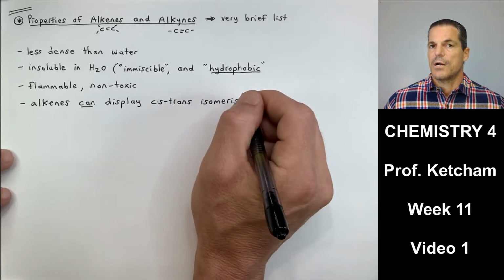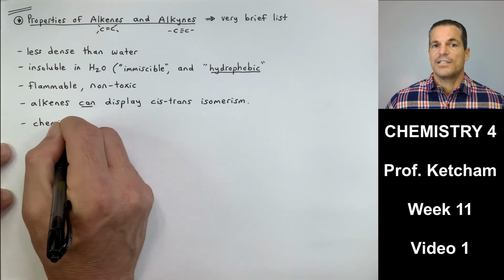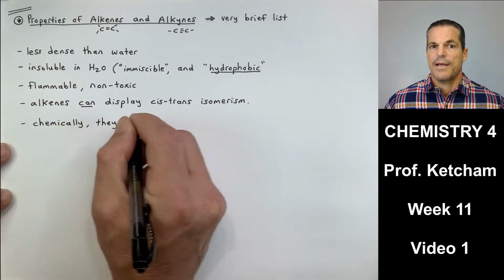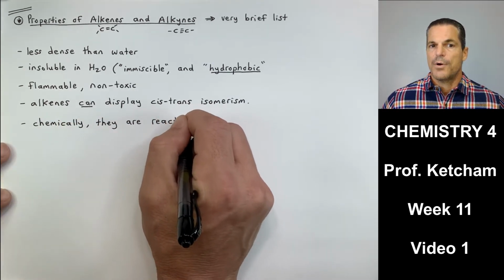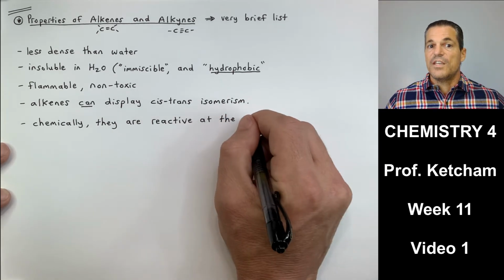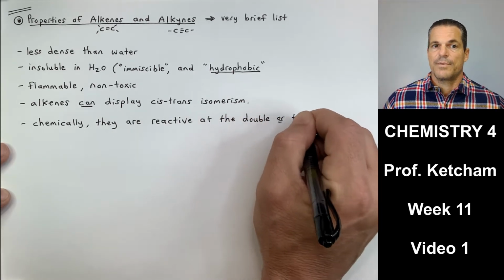Alkenes, that's the carbon-carbon double bond, they can display cis-trans isomerism. We just saw that. Each of the two things off of each double bond carbon would have to be different from each other.